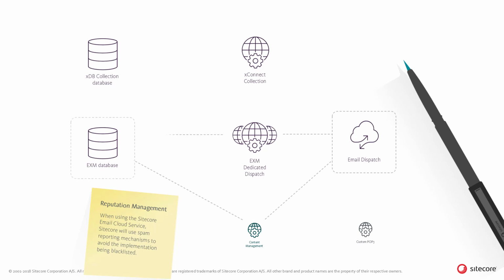When using the email cloud service, the content management and dispatch role continuously receives bounces and spam complaints from the email cloud service. In both scenarios, the content management and dispatch role will update a queue in the EXM database to process spam complaints and/or bounces.